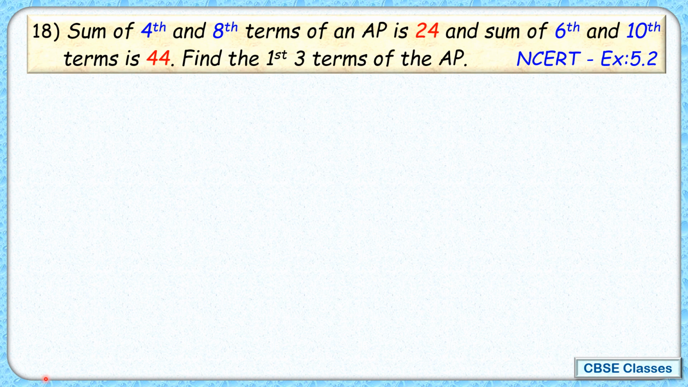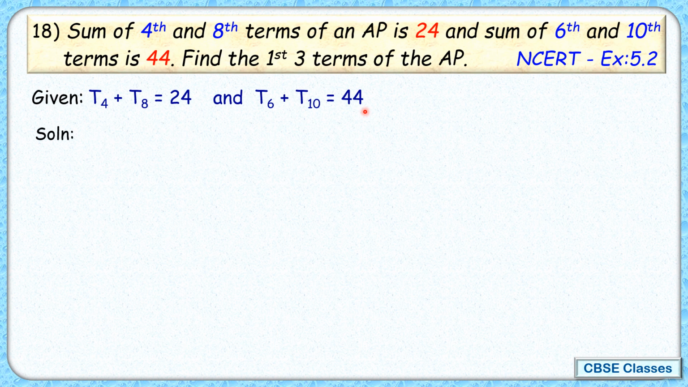Let's check question number 18. Here, given to us is that the sum of the fourth term and eighth term is 24, that is T4 plus T8 is 24, and also given to us is the sum of the 6th and 10th term, that is 44. So here the second equation will be T6 plus T10 is 44.